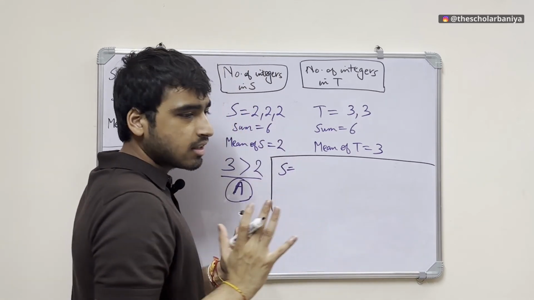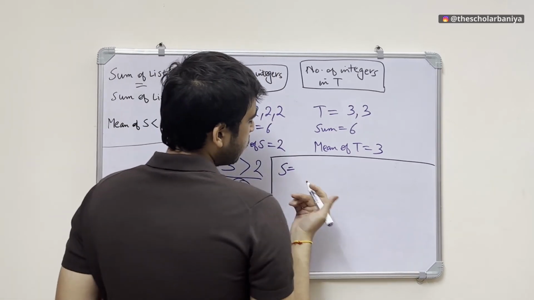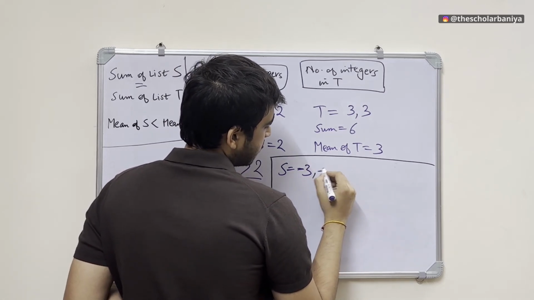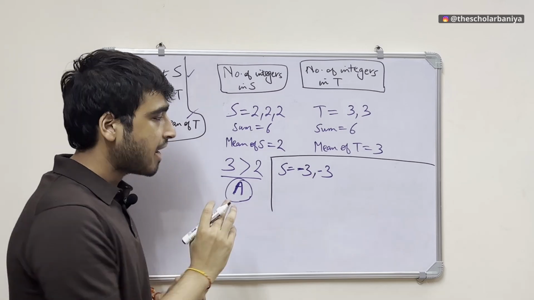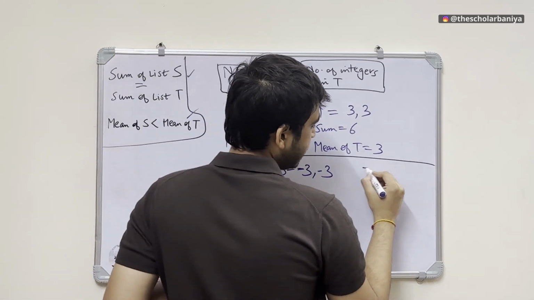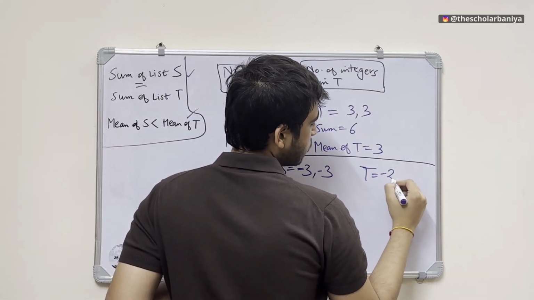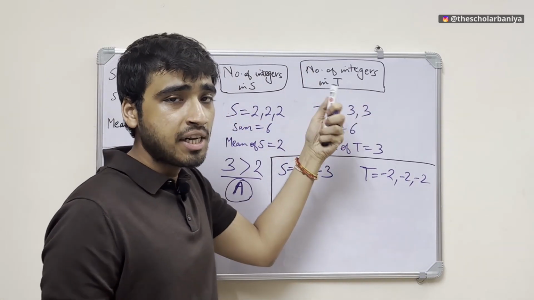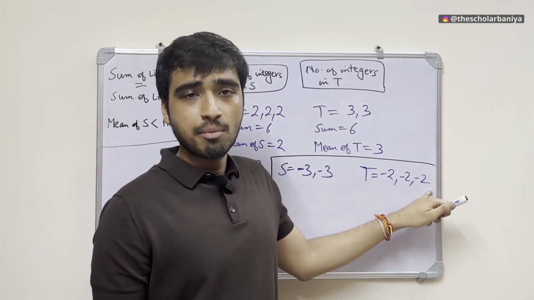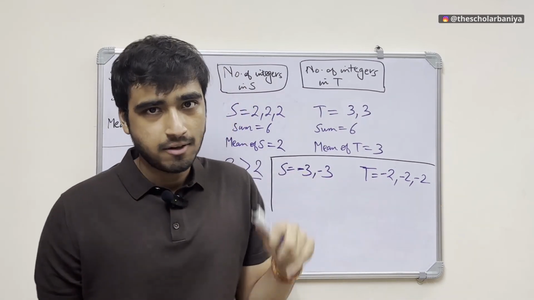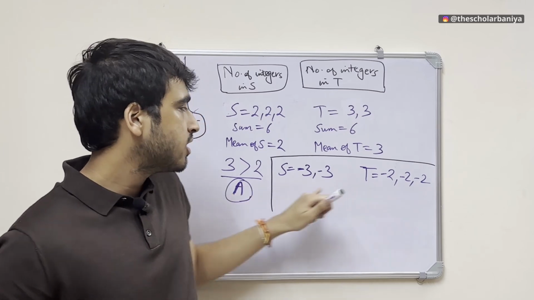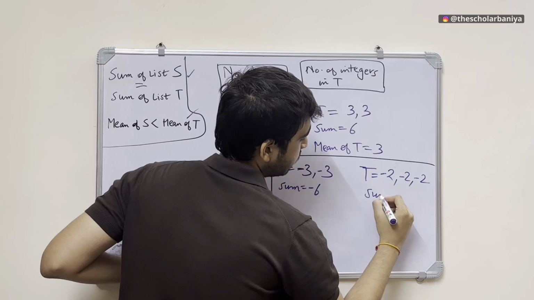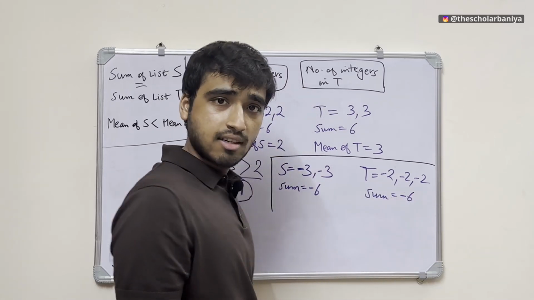Firstly, the sum should be the same. So let's suppose, for example, S has two numbers, minus 3 and minus 3. And T has three numbers, minus 2, minus 2, minus 2. Because I wanted to show that the number of integers in T is more, I took 3 numbers over here and 2 numbers over here. The condition being the sum of both is the same, because the sum is minus 6 and the sum over here is also minus 6.